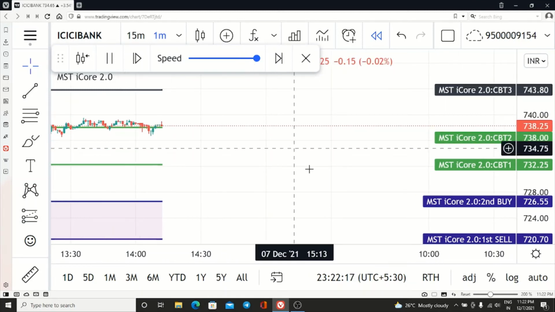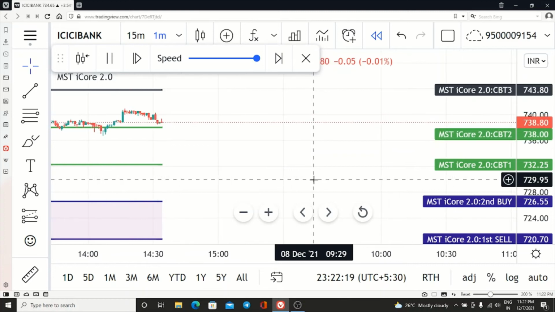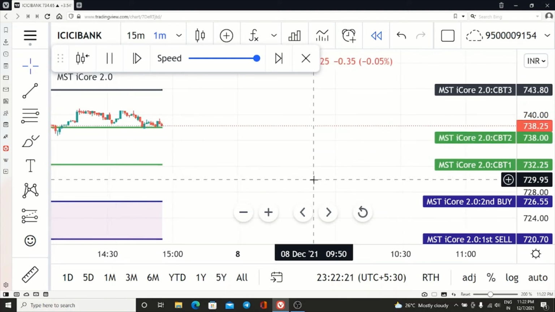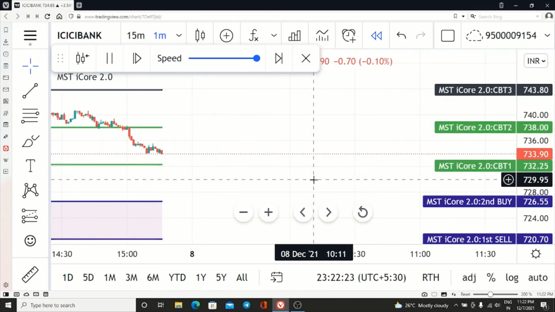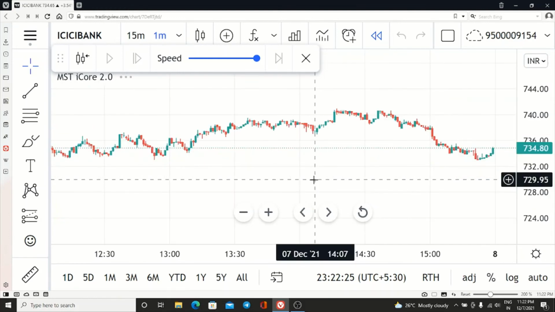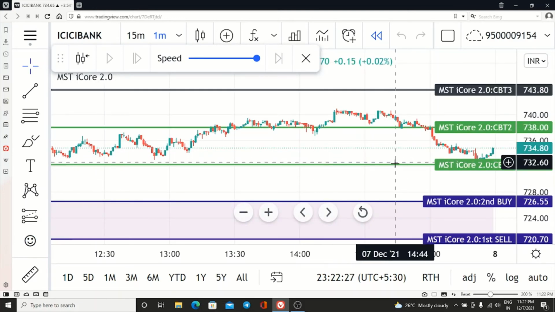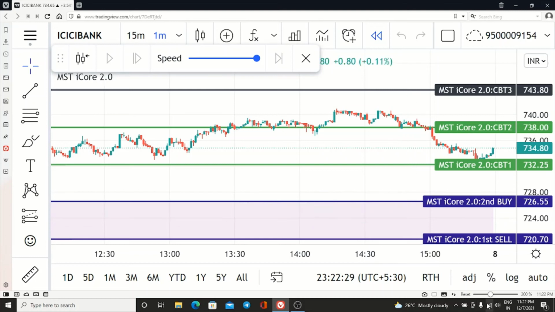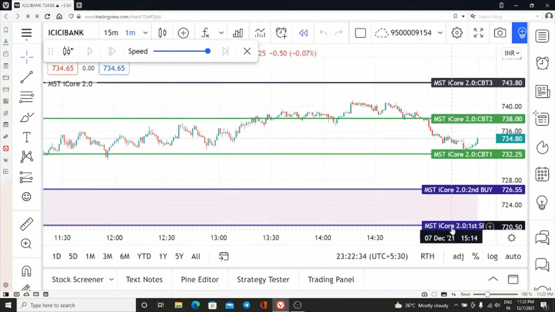So I have increased the speed. 50% of the third target also hit. Then it is coming down, and the market is closed now. Market time got over, but our trading got over at the first target itself, because if first sell SL hit, we have to go for the second buy. If first buy SL hit, we have to go for the second sell.